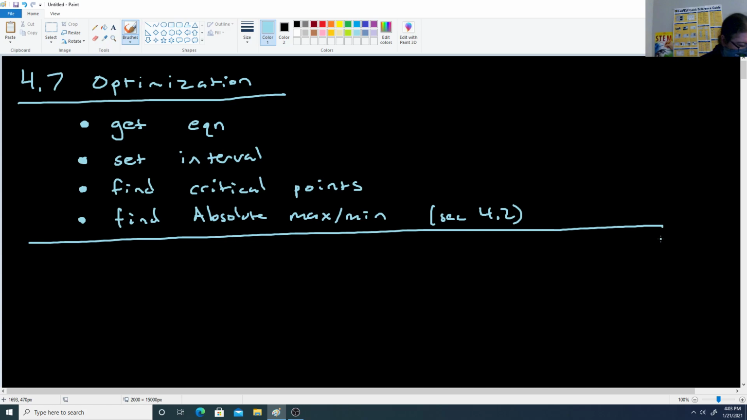We'll do a couple examples first, and then we'll do a couple more to wrap the section up. And that'll kind of be it.